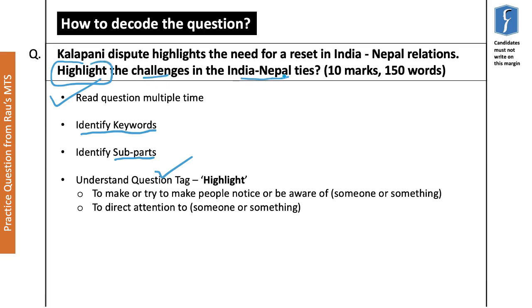Now, what does this word highlight mean? So, it aims at making or trying to make the people notice or be aware of someone or something, and also it aims at directing the attention to something very important. So as you can see, the Kalapani dispute has struck a wrong chord in the normally cordial relations between India and Nepal, and accordingly the challenges in India-Nepal ties need to be brought to attention, and that is why the keyword or the question tag highlight has been used.